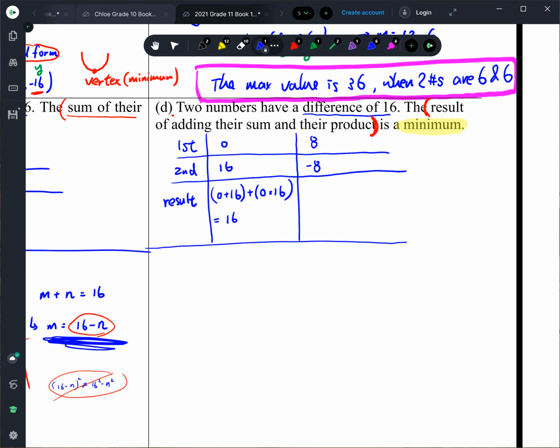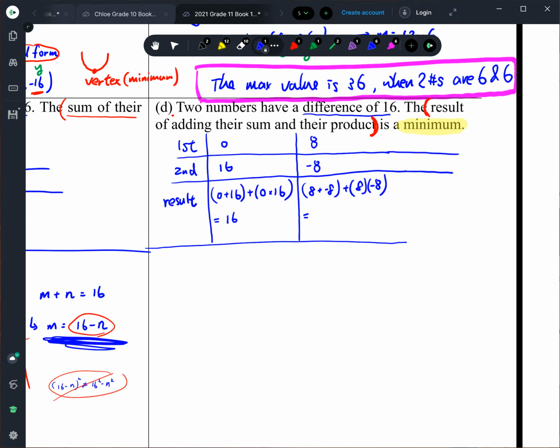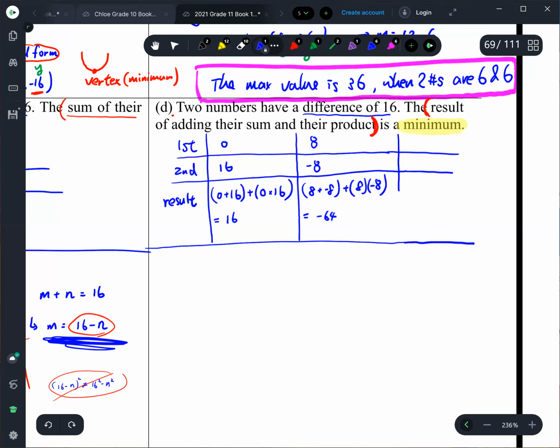So first you find the sum, which is 8 minus 8, and then you add that with 8 times -8. Okay, so I'll write it out. Looks like that, right? Yes. Can you tell me what's the result then? It's -64. So it'll be 0 plus -64. So -64. Yes, okay, you beat that. Very good. -64 is smaller than 16. So far, -64 is the minimum. Can we make it even smaller?